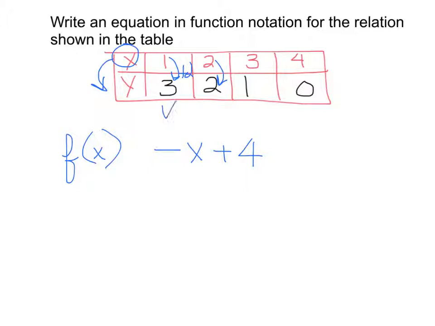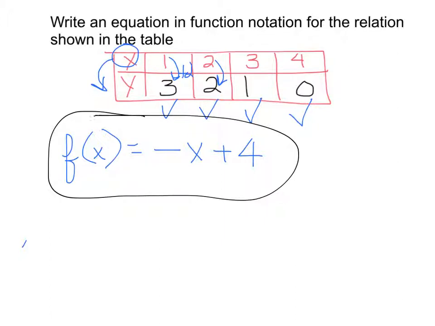So it works for the first two. If we have negative 3 and we add a positive 4, we get 1. So it works. And if we have negative 4, we add 4 and we get 0. So since it works for all the values, you would be able to say that is your equation for that particular relation.